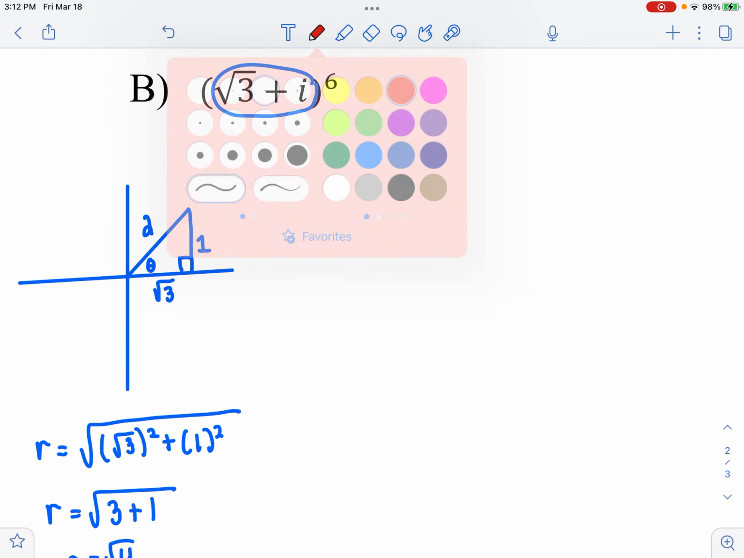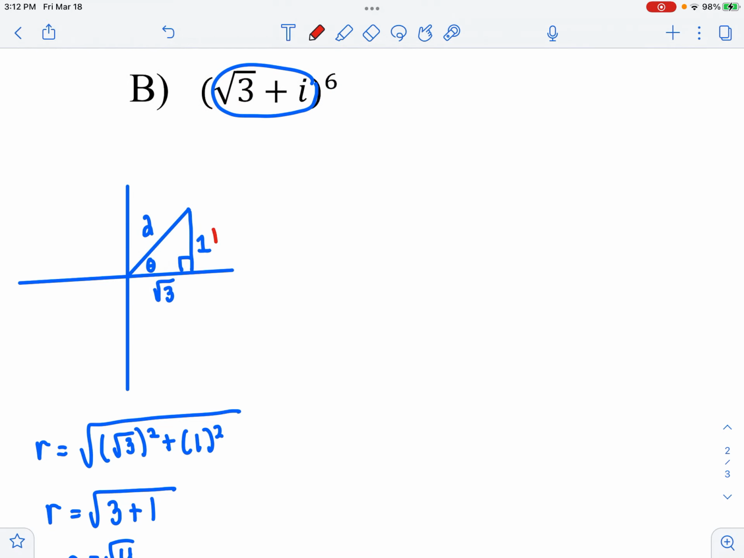All right, so let's figure out what theta is here. I can pick any two sides that I want. I'm going to pick this one, opposite, and this one, hypotenuse, so I'm going to use sine. Could you have done tangent? Of course you could have. Sine of theta is equal to opposite, which is 1, over hypotenuse, which is 2. So this will give me my angle theta.